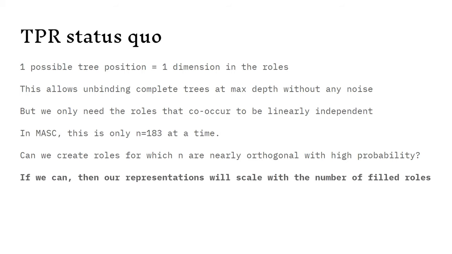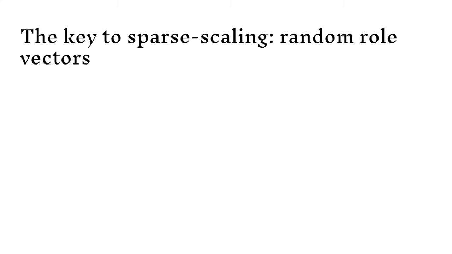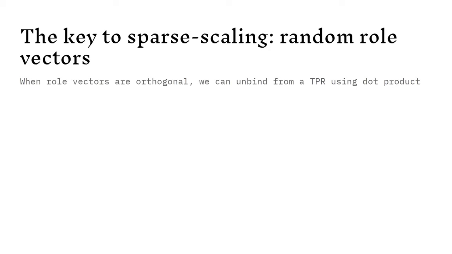If we can, then we'll be able to create representations that scale with the number of fillers rather than the size of the role space. So the key to sparse scaling is random role vectors. And the reason for this is that when role vectors are orthogonal, we can unbind from a TPR using a dot product and just the unbinding vector, purely using the original vector, self-addressing unbinding. And in high dimensions, random vectors distributed across the unit sphere are approximately orthogonal.